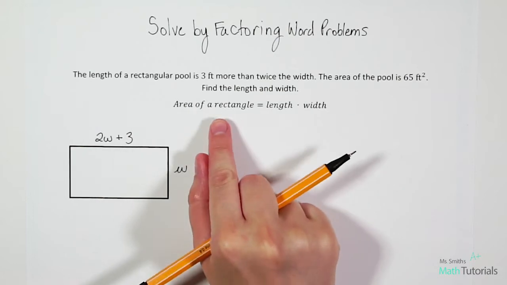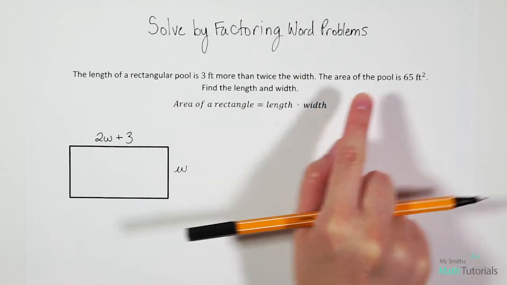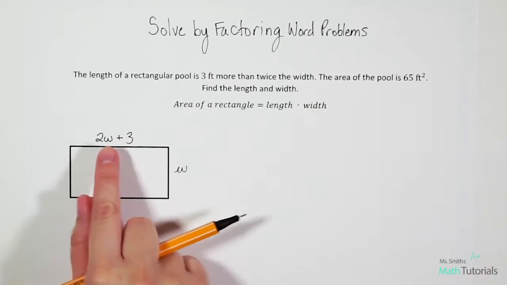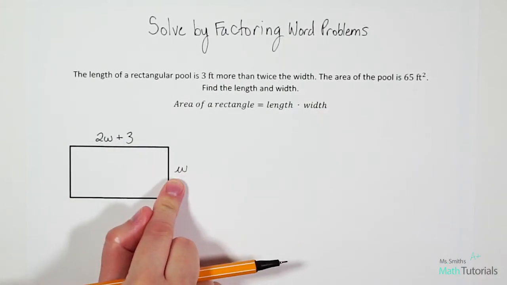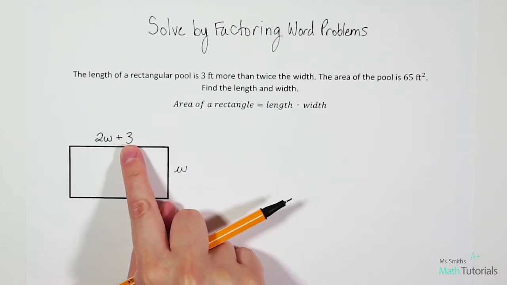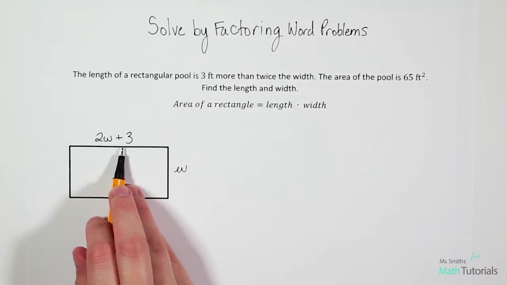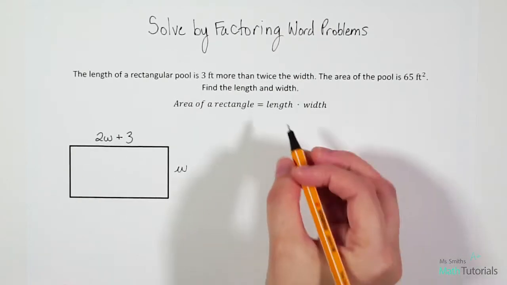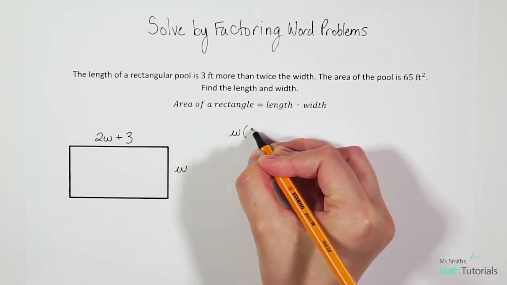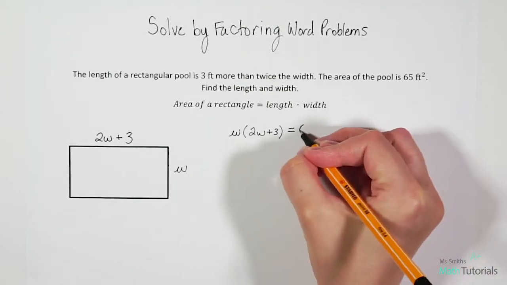So now we know that the area of a rectangle equals length times width. Well, we know the area. They told us in the problem that it was 65 feet squared. We know the length, and we know the width. For the sake of simplicity, I'm actually going to do width times length, simply because our width here is a monomial, and our length is a binomial, so it looks a little better. I'm going to do our width times our length is 65.